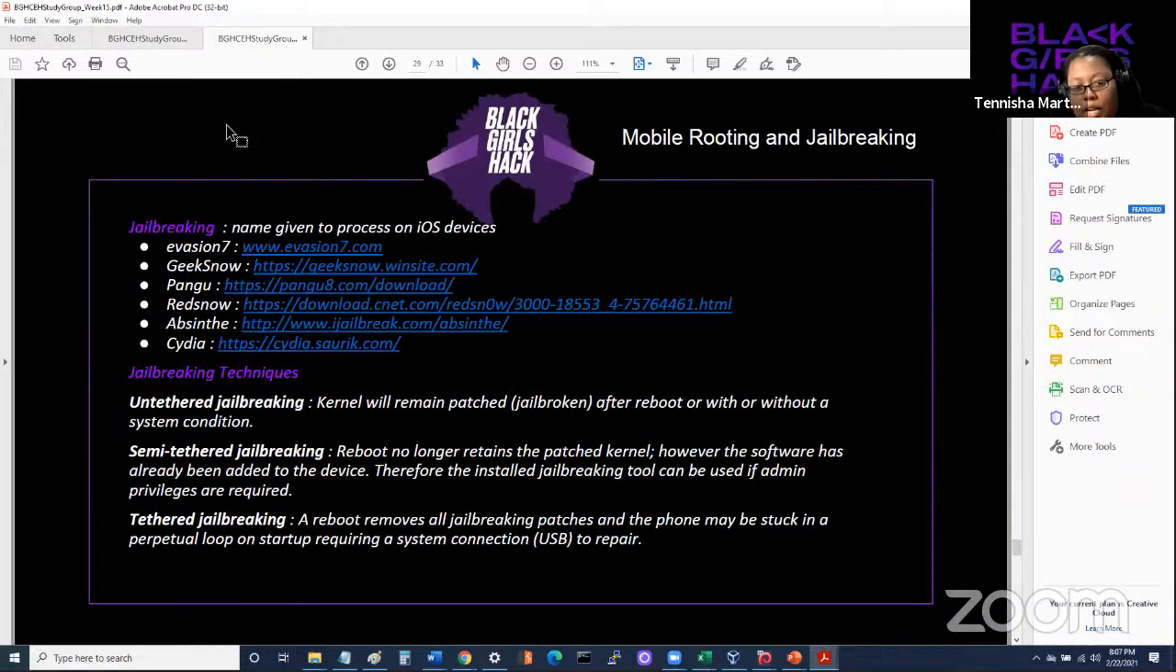Jailbreaking is specifically for iOS. These are the applications that are available. You should just know, as far as jailbreaking techniques, that there are generally 3: untethered, semi-tethered, and tethered. You should know the different definitions of these 3. Basically it's about the level of being patched or unpatched that they are in comparison with each other.